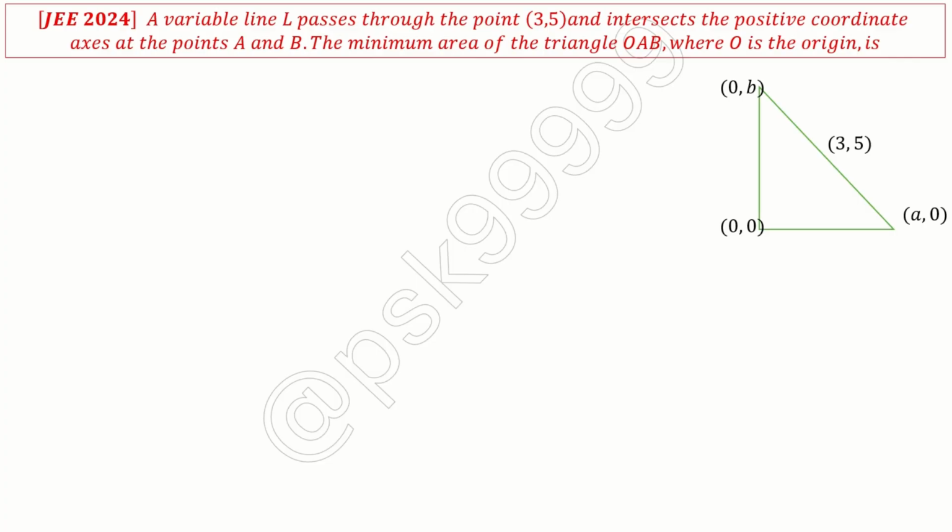So this is the diagram. This is my line, which is passing through (3, 5) and intercepts the positive x and y axes. So I will take my coordinates on the x-axis as (a, 0) and on the y-axis as (0, b). Now what I am interested in is this area, the minimum area of this triangle OAB.